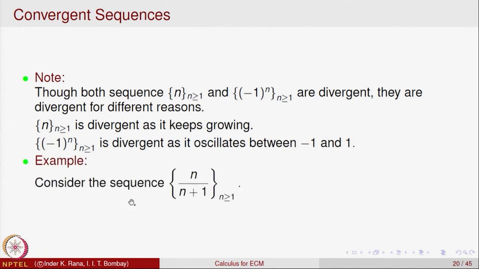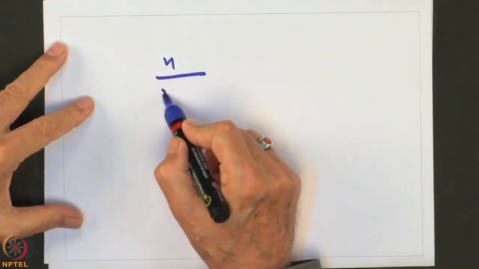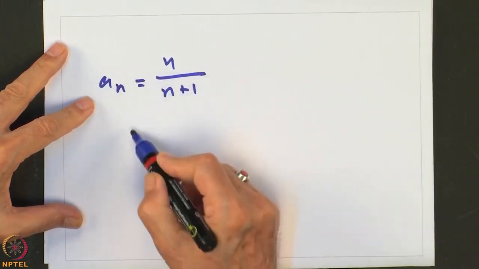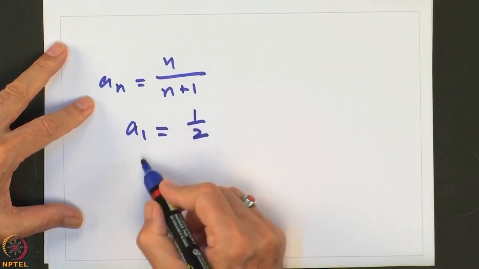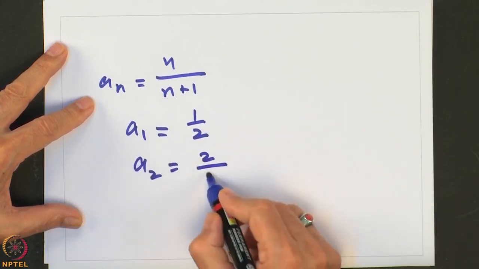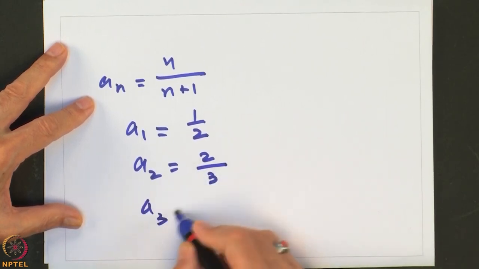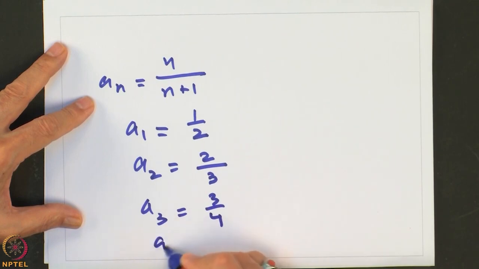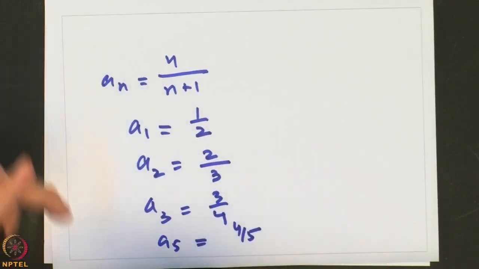Okay? Let us look at the sequence n over n plus 1, n bigger than or equal to 1. We want to understand whether this sequence converges or not. One way of analyzing this would be, write a few terms of the sequence and see what is happening. What is the first term? 1 over 1 plus 1. So, let us just write the first few terms of this sequence. So, n divided by n plus 1, that is a n. So, what is a 1? That is 1 by 2. What is a 2? That is 2 by 3. What is a 3? 3 by 4. A 4, 4 by 5.